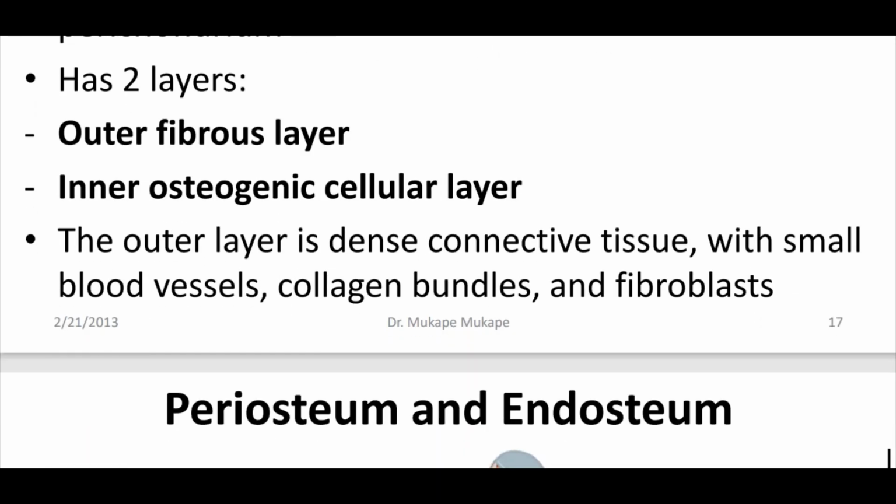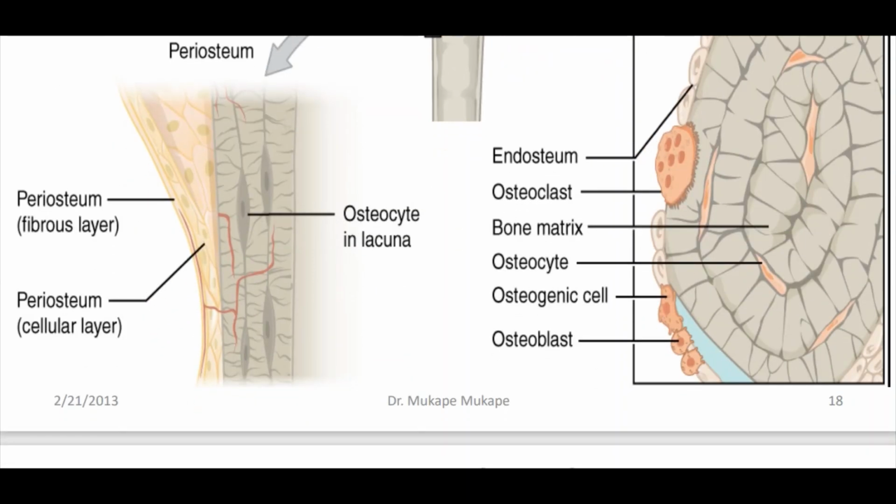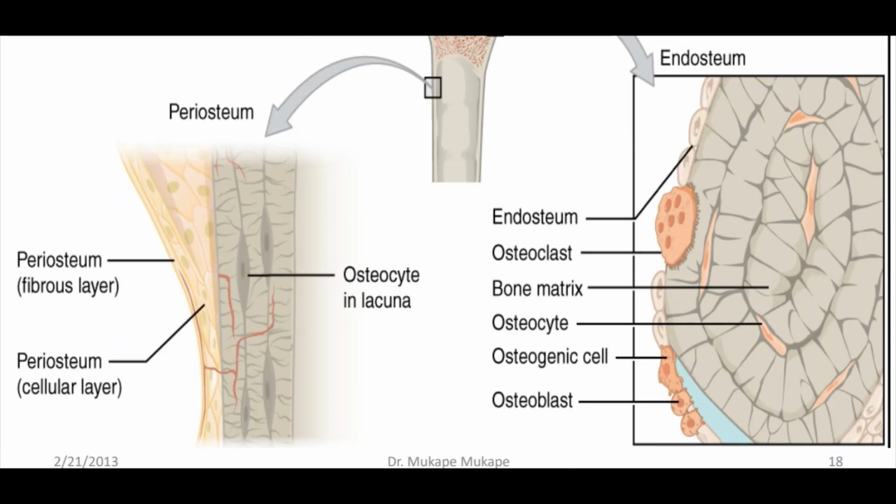The outer layer is dense connective tissue with very small blood vessels, collagen fibers, and fibroblasts. Because it has blood vessels, it will supply the bone with nutrients and oxygen and take away carbon dioxide. This is the picture here. As you can see, from here to here, that is the periosteum.